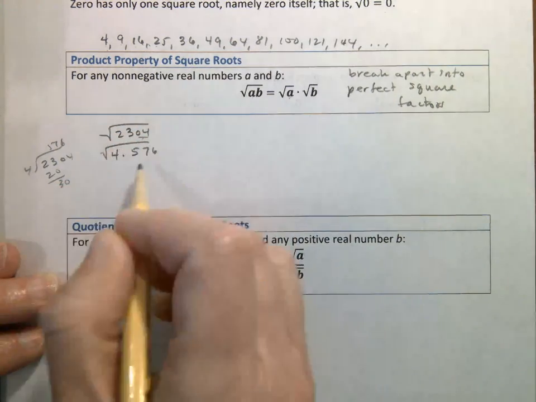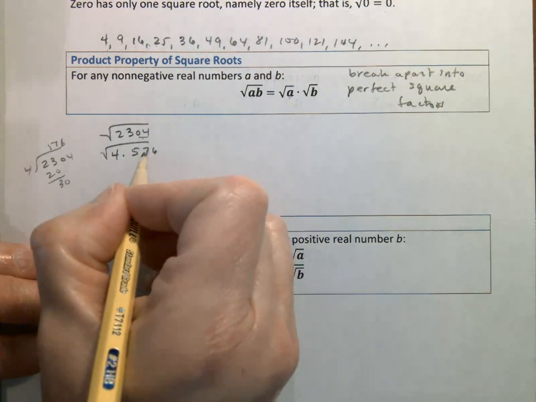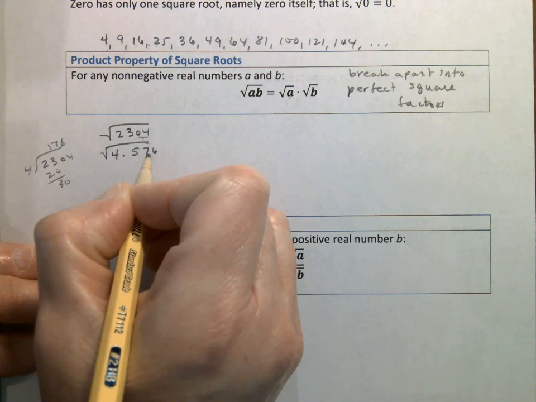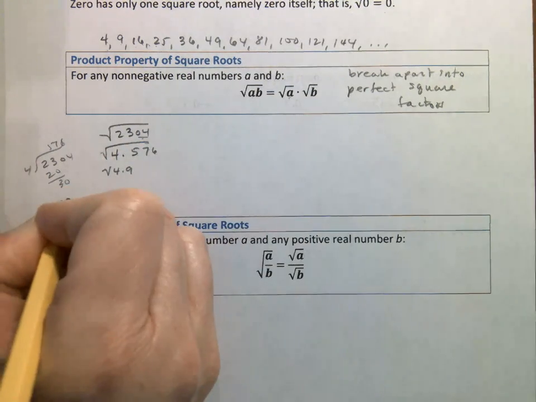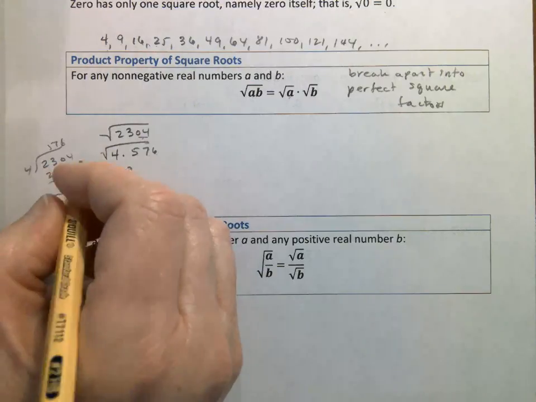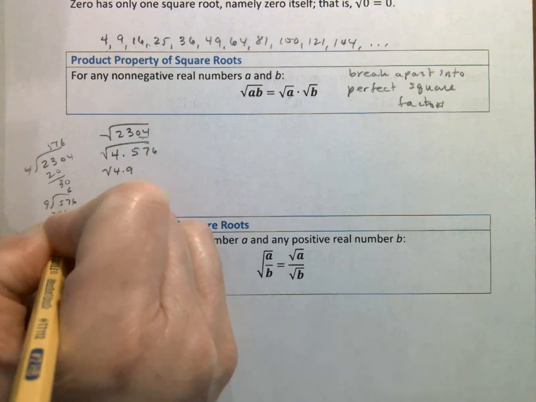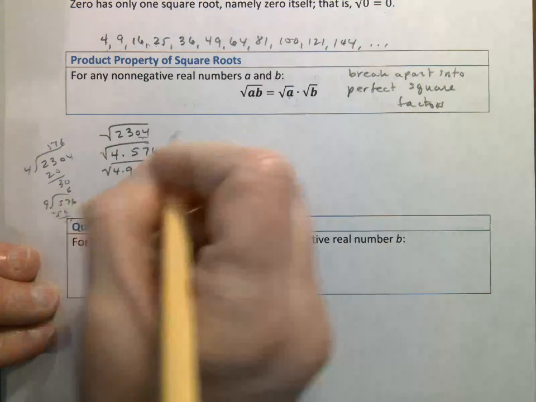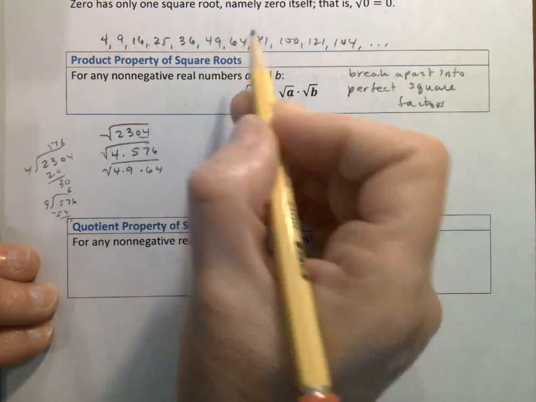Then I say, well, can I break this 576 down even farther? Let's look. If I add the digits together, I get 18, so it tells me it's divisible by 9. So I just do 576 divided by 9, and that gives me 64. Look, 64, a perfect square. 4 is a perfect square, 9 is a perfect square, and 64 is a perfect square.